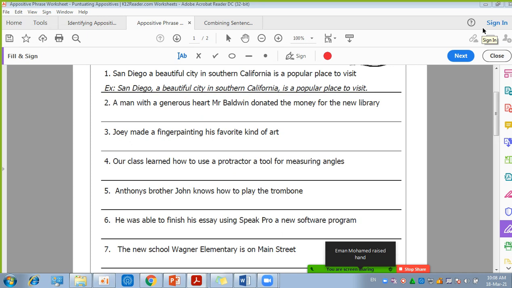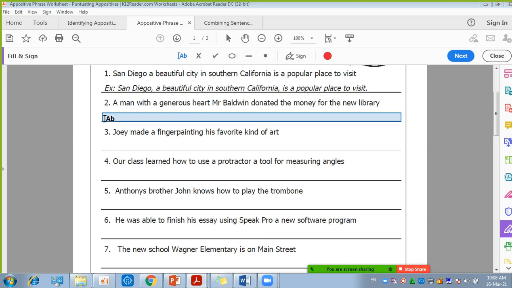Yes, the second sentence. If you need me to read the example for you: San Diego, a beautiful city in Southern California, is a popular place to visit. Which part is non-essential, where I can add the comma? A beautiful city in Southern California. So the left out still makes sense. Yes. San Diego is a popular place to visit.